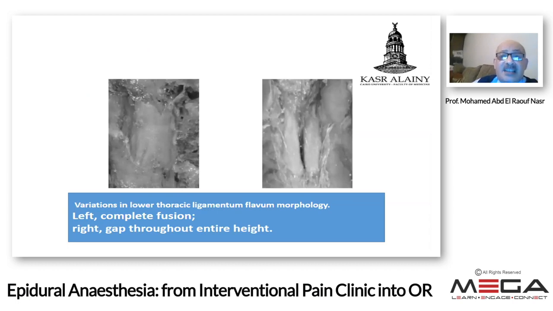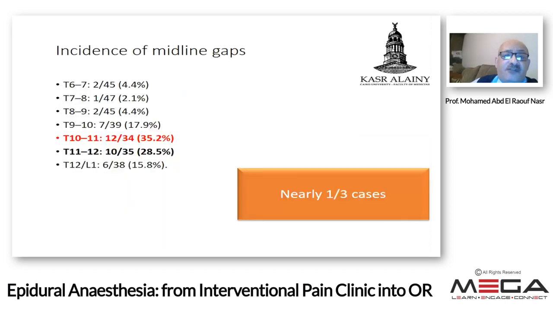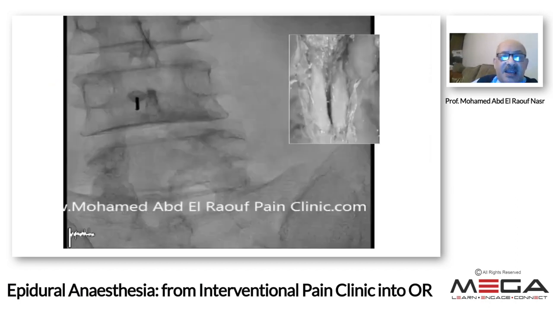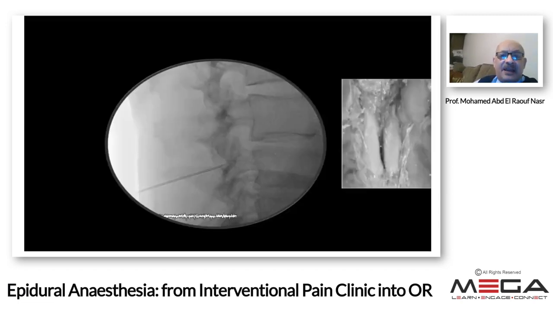And the incidence is astonishing, for me, for the first time, it's 35%. One out of 3 patients, opposite to T10 and T11. It is a very high incidence. And here, this is one of our patients that I believe had a ligamentum flavum midline gap.